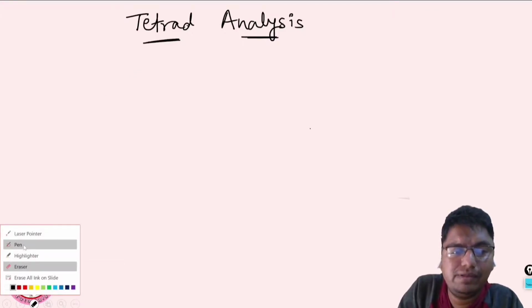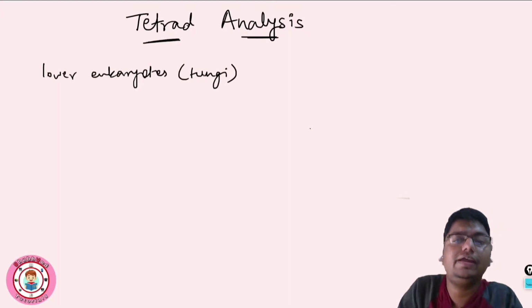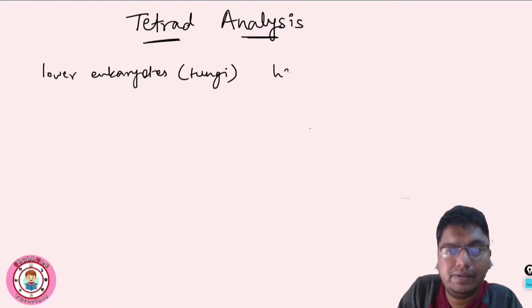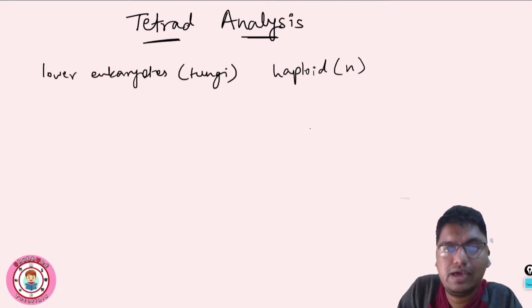So this is seen basically in fungi, lower eukaryotes, usually fungi. We know that fungi are haploid, meaning they have one set of chromosomes, as we, as higher eukaryotes, are diploid. Fungi follow asexual as well as sexual reproduction. So here we are concerned with sexual reproduction, so we will see how this occurs.